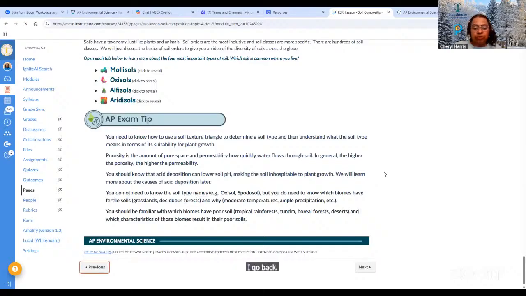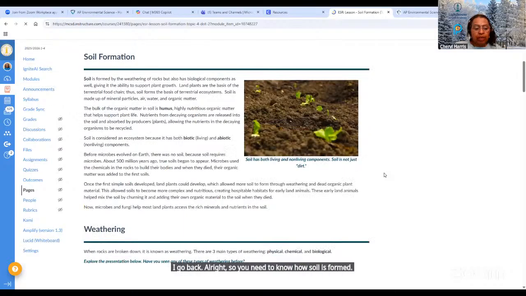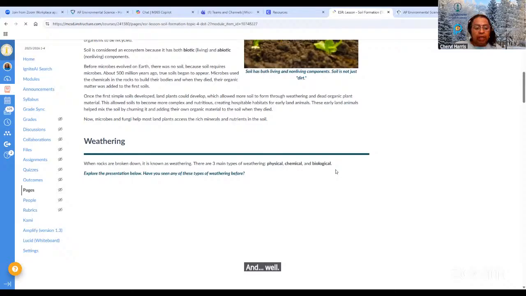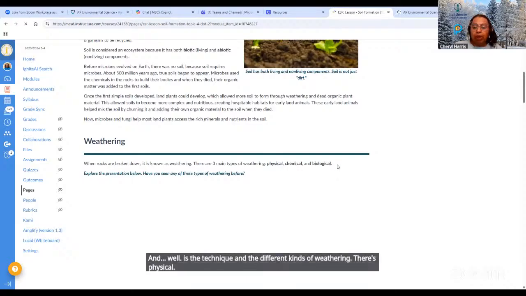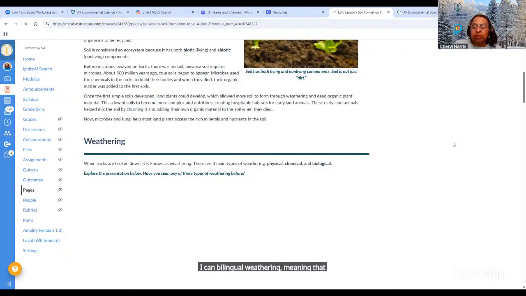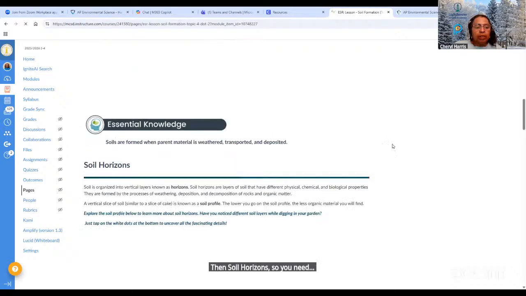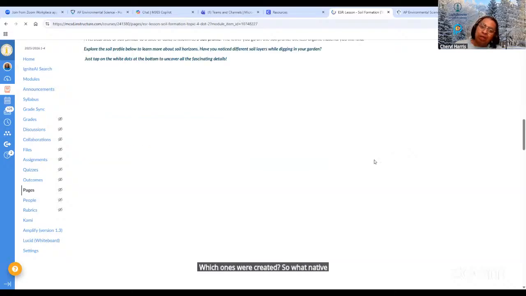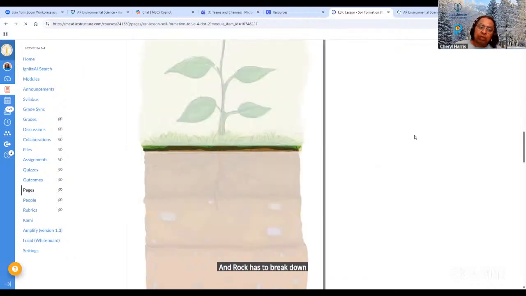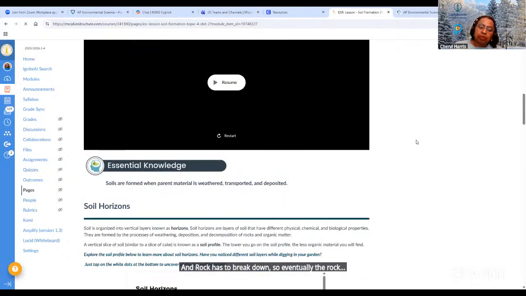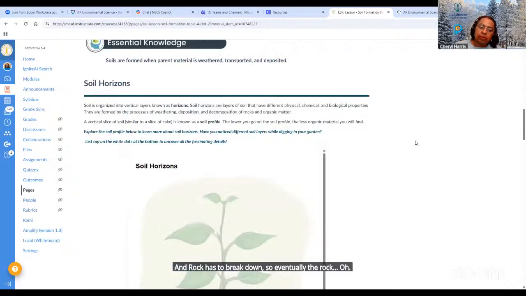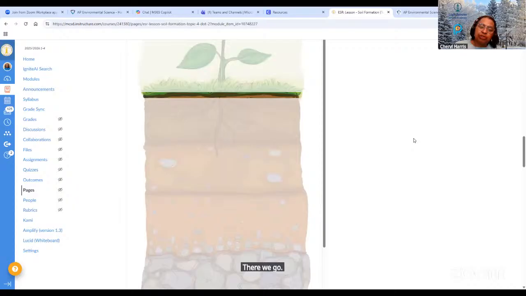All right, so you need to know how soil is formed and what is the technique, and there are different kinds of weathering. There's physical and biological weathering, meaning that organisms go in and break up the rock. Then soil horizons. So you need to be familiar with what the horizons are, which ones will create. So what native soil is going to be rock, and rock has to break down. There we go. You do need to familiarize yourself with this diagram.